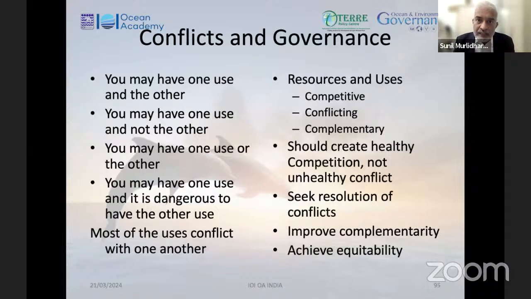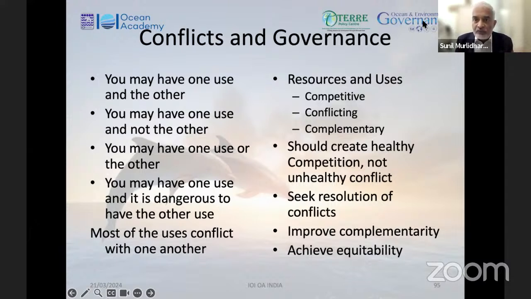So one of the things that governance tries to achieve, or ought to achieve, is conflict resolution. How does governance help in conflict? The obvious thing is governance should try to resolve conflicts. That's what it is there for. Conflicts arise and governance is there to resolve them. Conflicts are there by the nature of the organization we have, or by the nature of the resources and the uses that we have. If you look at resources and uses that we talked about yesterday, there is a situation that you may have one use and the other.